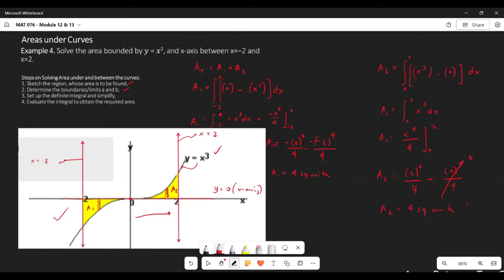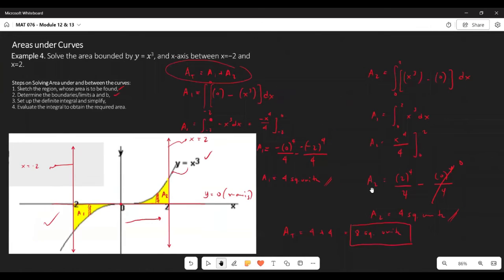So to get the value of area total natin is 4 plus 4. Galing dito sa ating equation kanina. Therefore, our area total na hinihingi sa problem number 4 is just 8 square units.